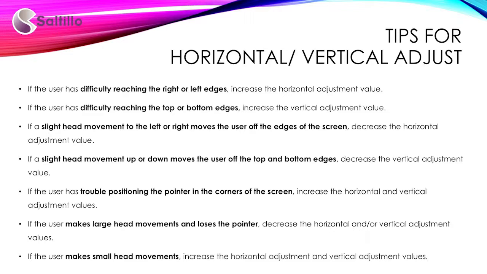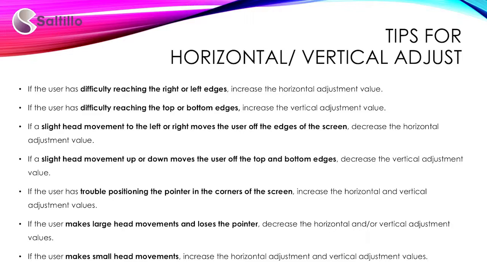If the user has trouble reaching the left or right sides, increase the horizontal adjustment value. If the user has trouble reaching the top or bottom edges, increase the vertical adjustment value. If a slight head movement to the left or right moves the user off the edges of the screen, decrease the horizontal adjustment value. If a slight head movement up or down moves the user off the top and bottom edges, decrease the vertical adjustment value.